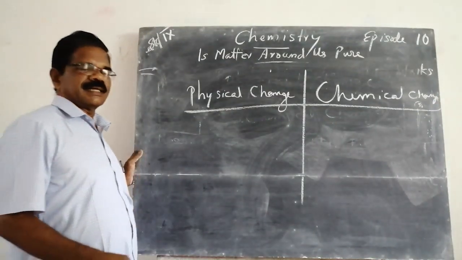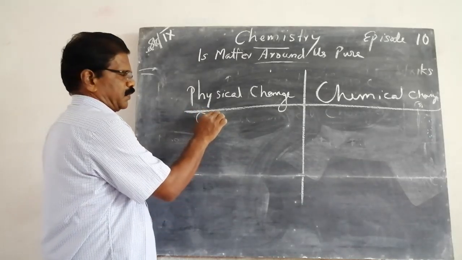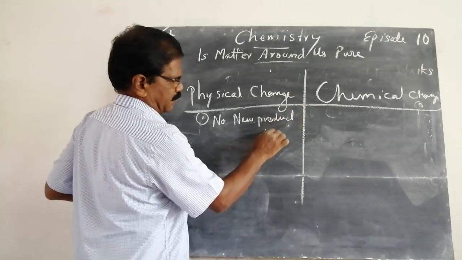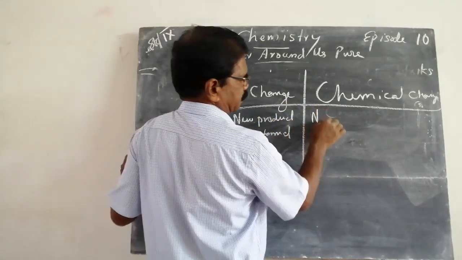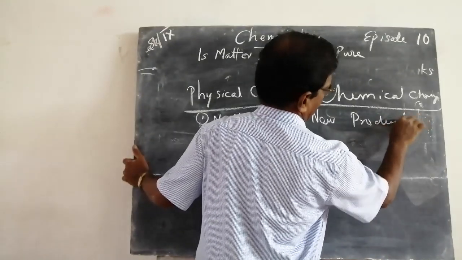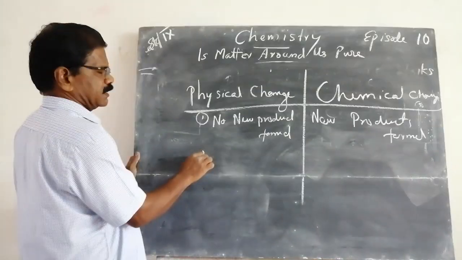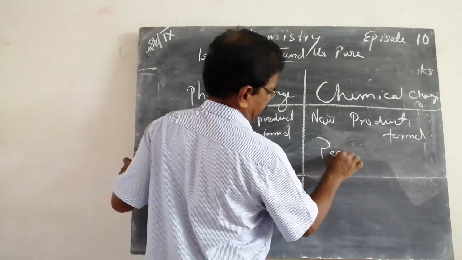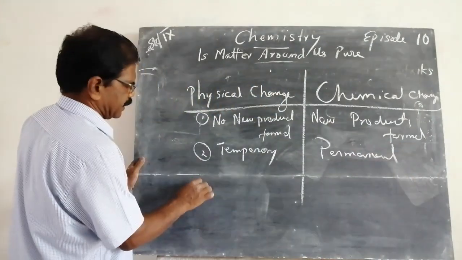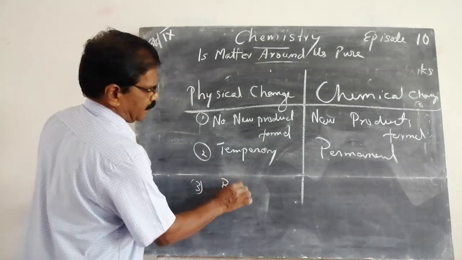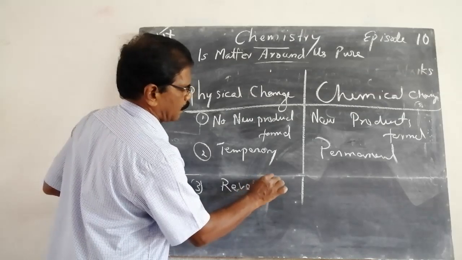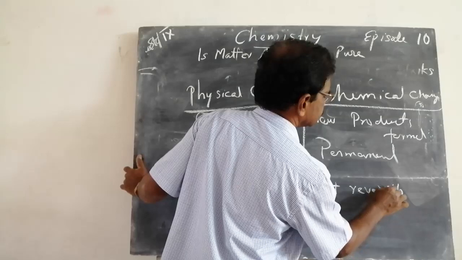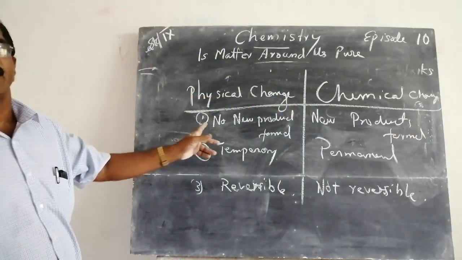So what is the difference between physical change and chemical change? One, in physical change no new product is formed, but in chemical change, new products are formed. Second difference: physical change is temporary, but chemical change is permanent. Physical change is reversible. Chemical change is not reversible. These are the differences.